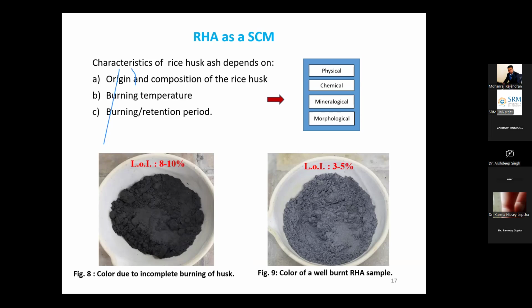These properties depend upon the origin and composition of the material, the burning temperature of that material, and the burning or retention period during the combustion, that is, for how much time the combustion is done in the industry. Specifically for the rice husk ash, it is very important. On the left hand side, due to incomplete burning, the color of this husk ash is close to black, dark gray to black, when it contains 8 to 10% carbon. On the right hand side, the RHA sample which is well burned has a very light color as compared to the other. So the material changes totally when there is a good combustion.